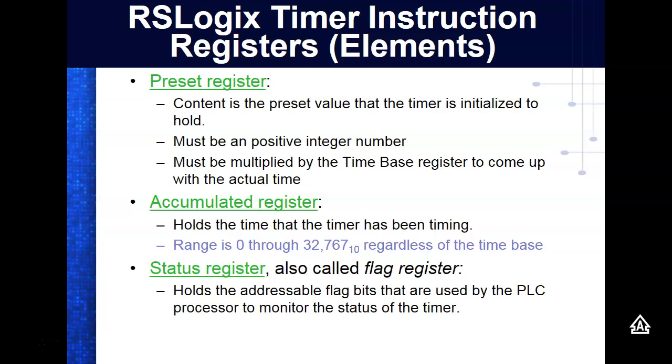Then we have what we call a status register. This is called flags. It holds the address bits that are used by the PLC processor to monitor the status of the timer. There's only three things that it gives us. Two of them are actually visible.